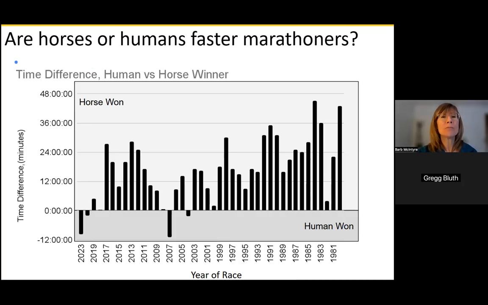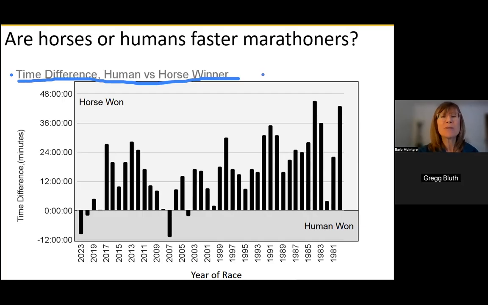I'm going to be using a blue pen to highlight some of the things I'm talking about. So the first thing I do when I look at a graph is I look at the title, and I can see the title here is Time Difference, Horse versus Human Winners. And so I know that's going to be the topic of my graph.